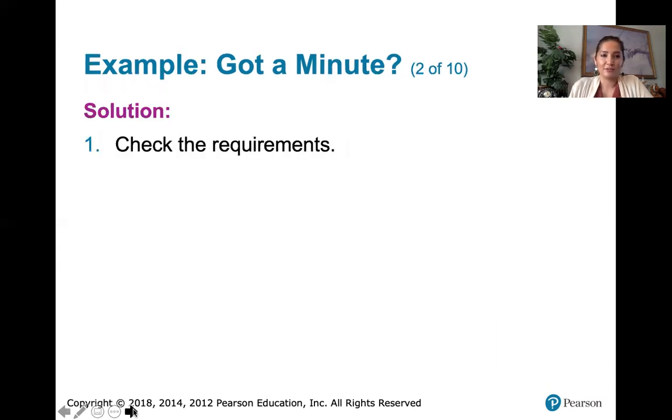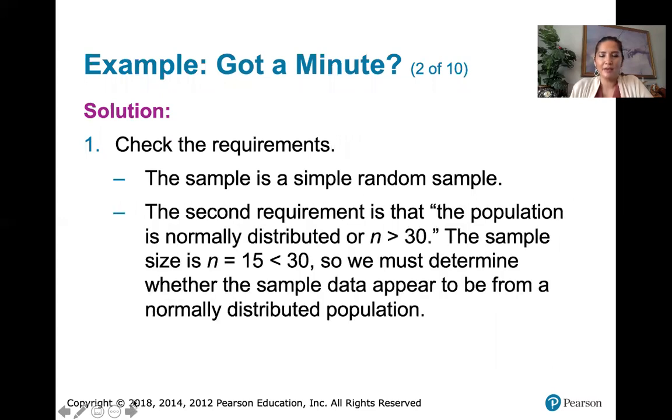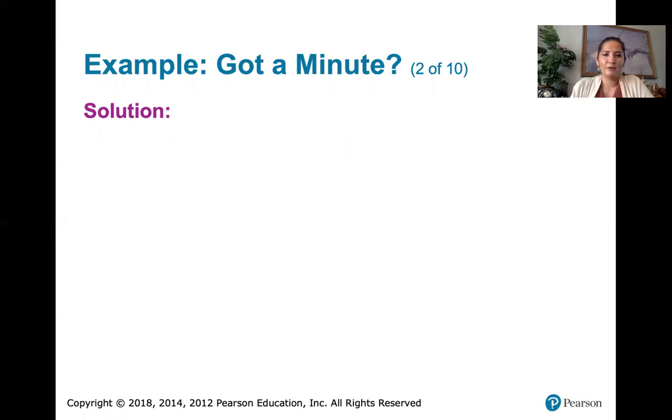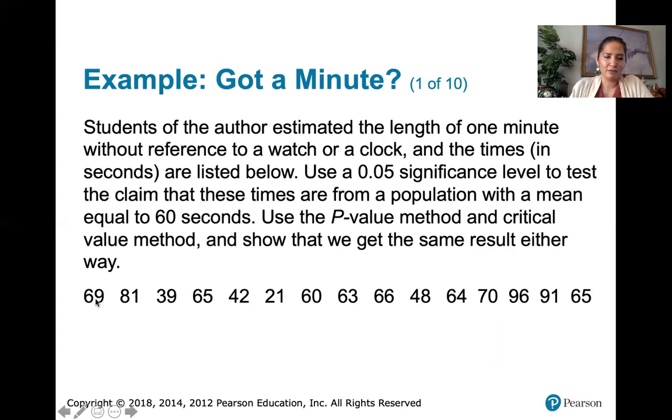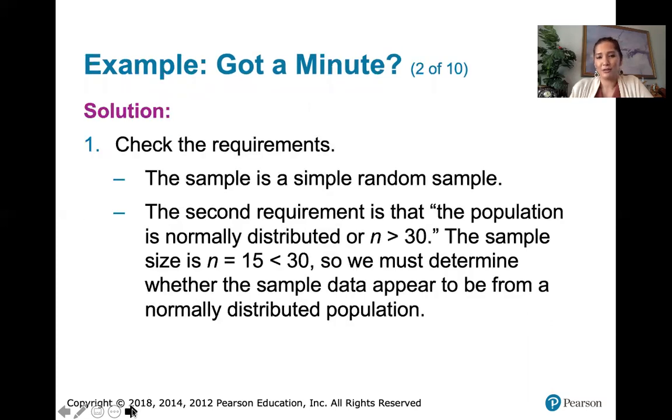So first, we're going to check the requirements. We can assume that the sample is a simple random sample. The second requirement is that the population is either normally distributed or the sample size is greater than 30. We didn't count all the values. Let's count them: 1, 2, 3, 4, 5, 6, 7, 8, 9, 10, 11, 12, 13, 14, 15. We've got 15 values. Well, that's not greater than 30.